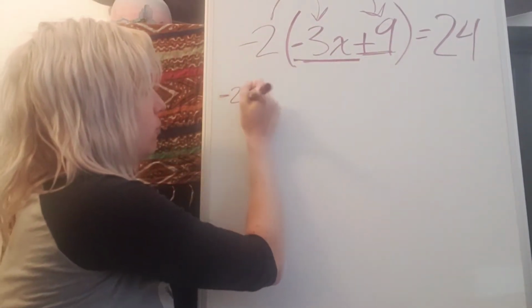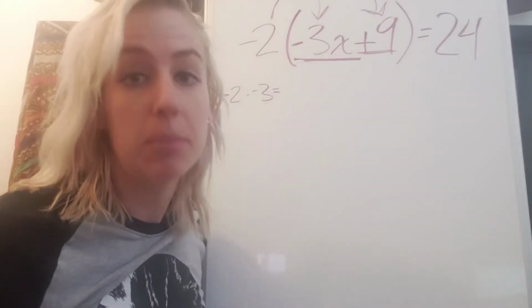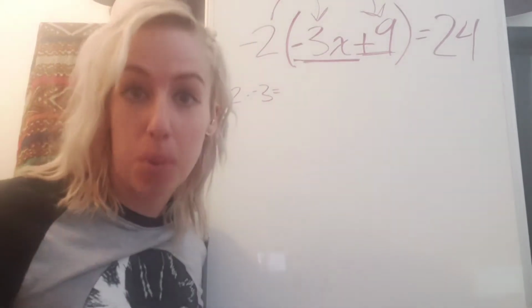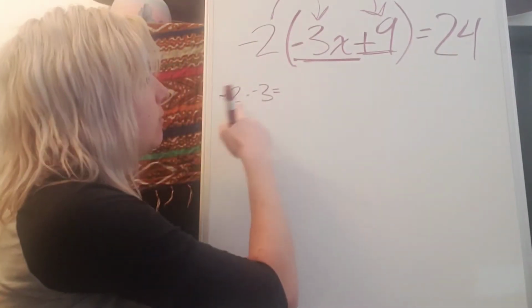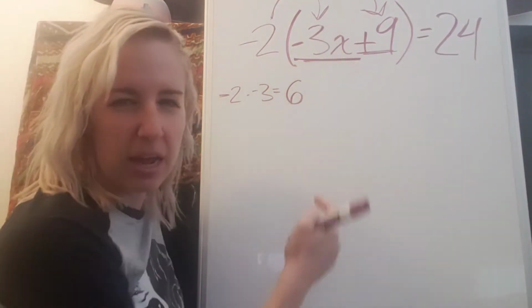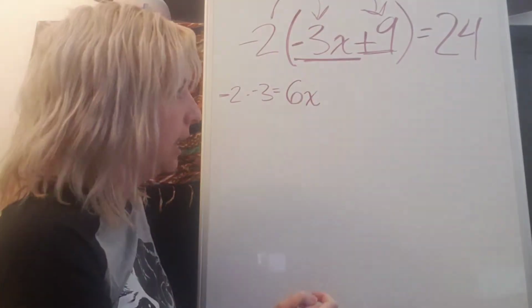So -2 times -3 is equal to, if I take a negative and I multiply it by another negative, what happens? Yeah, it becomes positive, right? So -2 times -3 gives me +6. What about this x? It's just right there. It just comes right down, okay?